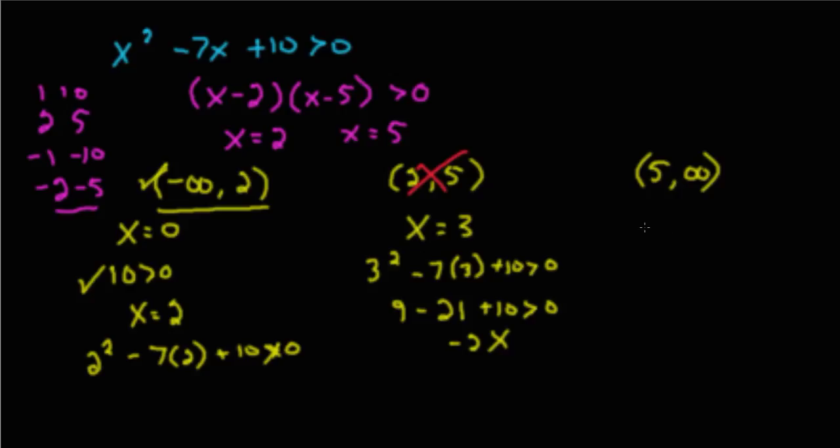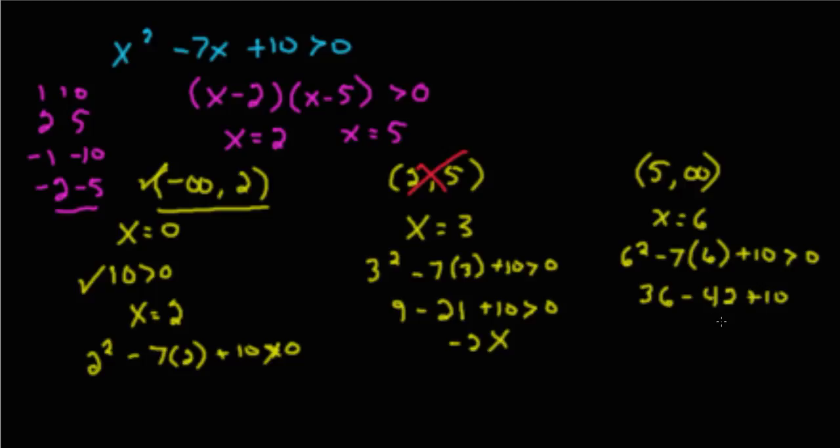So now we look at the interval from 5 to infinity. We'll pick, okay, we'll say x equals 6. So we get 6 squared minus 7 times 6 plus 10. Is that greater than 0? Well, you get 36 minus 42 plus 10. So 36 plus 10 is 46 minus 42, so you end up with 4, and that's greater than 0, so that checks out.